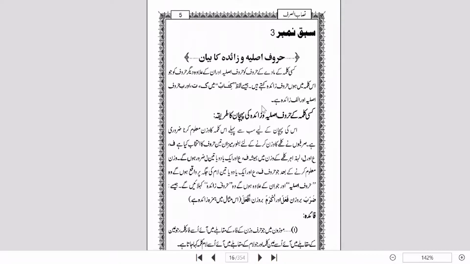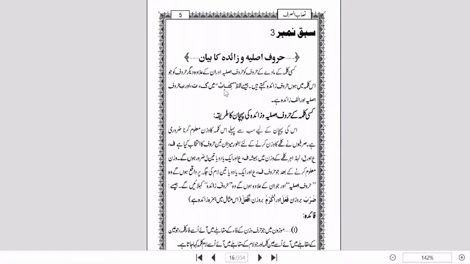Meaning the root letters of a word are called huroof asliya. These are the original letters, the primary letters. And additional letters are called huroof zaidah, meaning additional letters, extra letters. So in the example, kitabun, kaf, ta and ba, these are huroof asliya, these are the original letters, whilst the alif here is alif zaidah. This is a harf of zaidah.